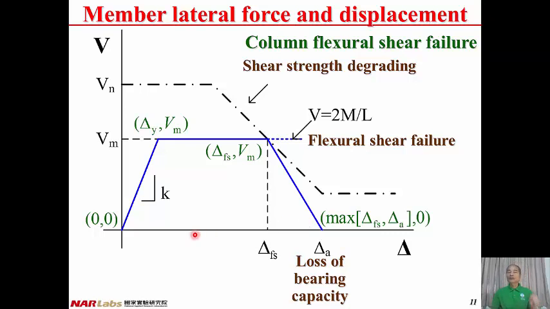Therefore, the force displacement relationship of a column under flexural shear failure can be described by 4 points. The first one, 0, 0. The second one, delta y, Vm. The third one, delta Fs, Vm. And the last one, delta A, 0.